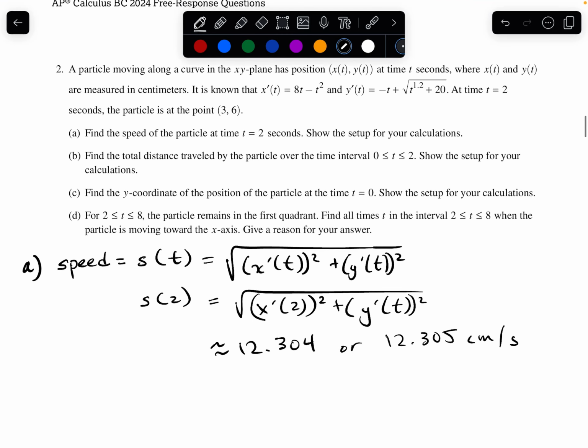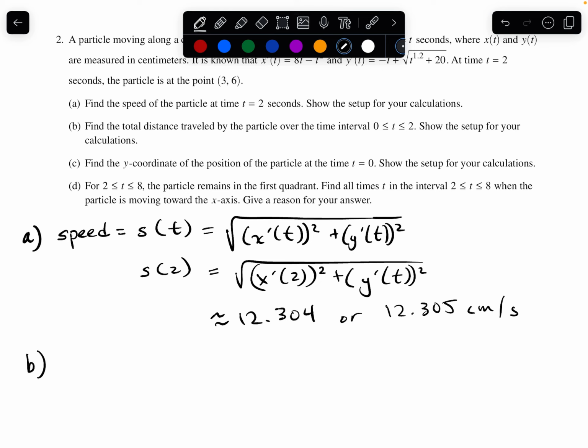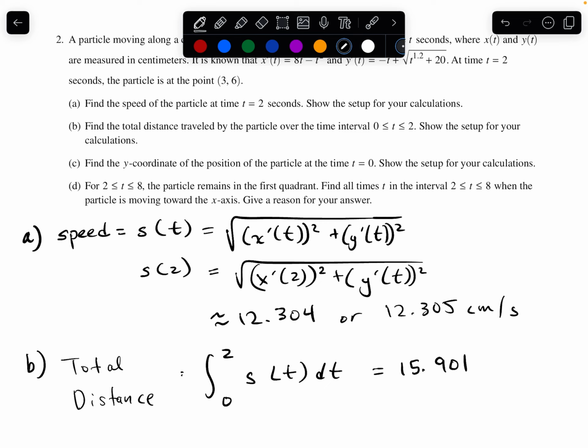All right. Now, part B. Part B asks us to find the total distance traveled by the particle from 0 to 2. So same interval, but total distance. What we essentially have is the length of the curve from 0 to 2. So we're integrating our speed function s of t that we came up with in part A from 0 to 2, and what you should get is about 15.901 if you are truncating, or 15.902 if you're rounding, centimeters. So that is the distance traveled by that particle from 0 to 2.